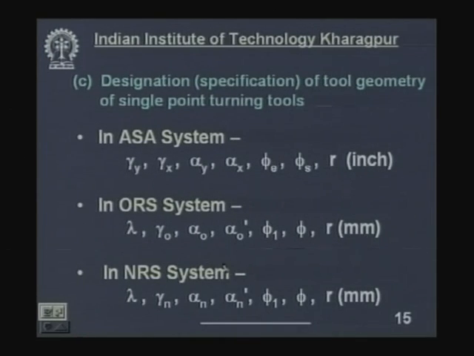In the normal rake system, the normal rake system and the orthogonal rake system look alike, the only difference is here: O is replaced by N. Lambda remains the inclination angle, then normal rake, normal clearance, auxiliary normal clearance, principal cutting edge angle, auxiliary cutting edge angle, nose radius expressed in millimeter. When lambda is 0, then these two become the same, there will be no difference. Thank you.